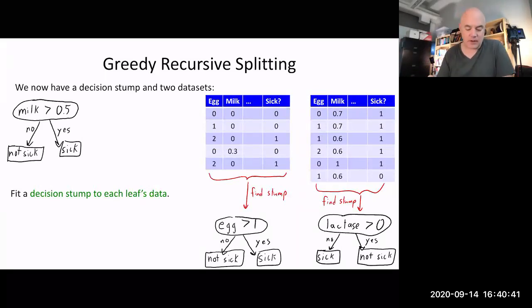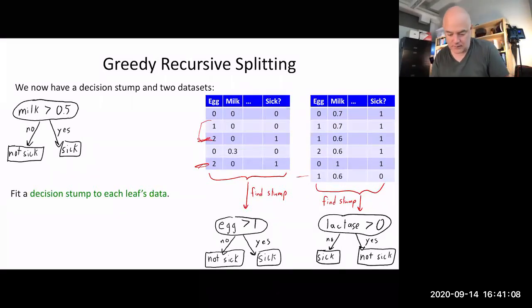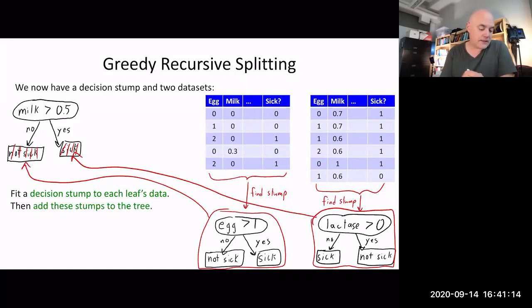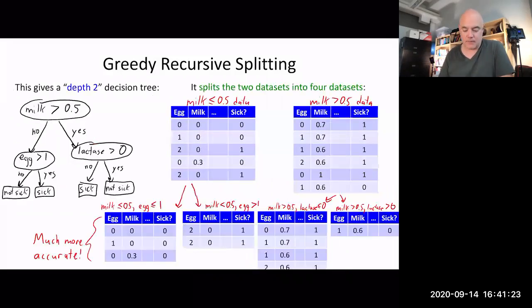And here we might split on egg greater than 1. Egg greater than 1 is this row and this row, which is 1, so we should produce sick. For egg, the other is all 0, so that's not sick. And lactase greater than 0, so milk. All but this one right here is correct, so it's very highly accurate. Then you just remove these, put the new decision stumps on there, and now you have a longer program that's more accurate than the original program.